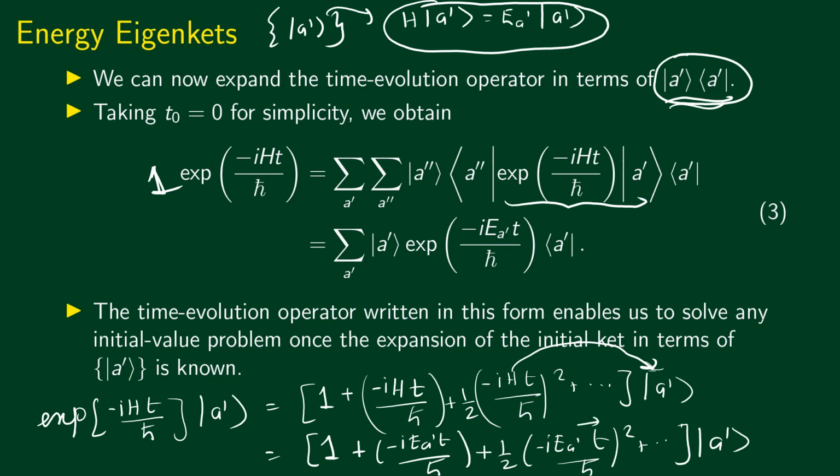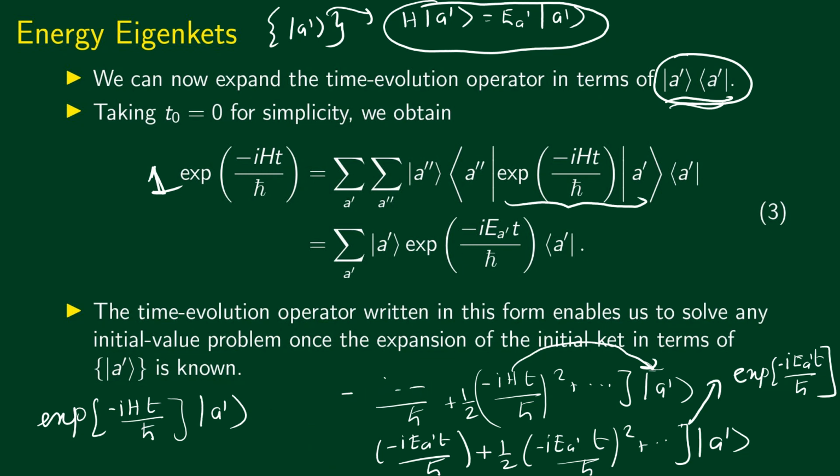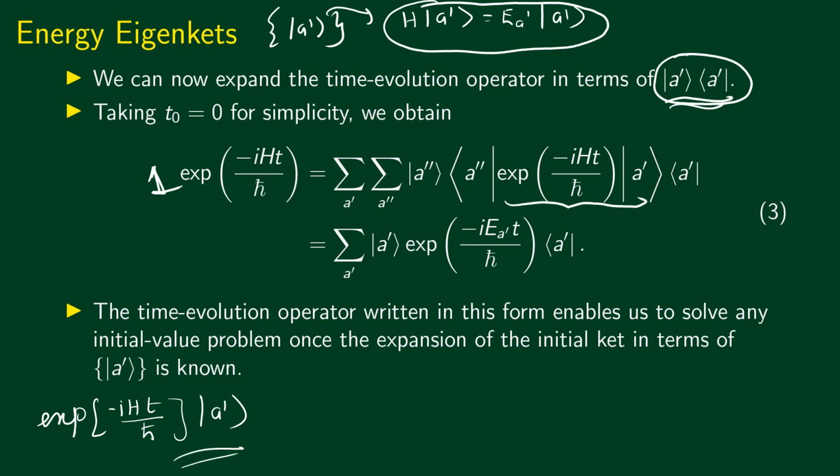Now what do we have here? This is again a power series expansion for the exponential, which is clearly exponential of minus i E a prime t divided by h bar. So what we are saying here is that exponential of minus i H t divided by h bar acting on ket a prime can be written as exponential of minus i E a prime t divided by h bar multiplied by ket a prime.